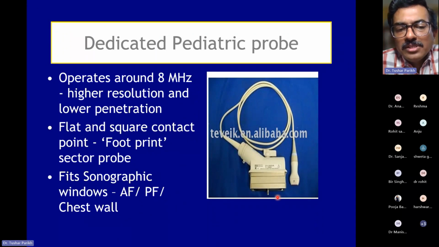And the importance of this is that the anterior or posterior fontanelle or intercostal space are small sonographic windows, and you want to see inside through these small windows. Therefore, you have to have a small footprint probe when you're interrogating a newborn baby.